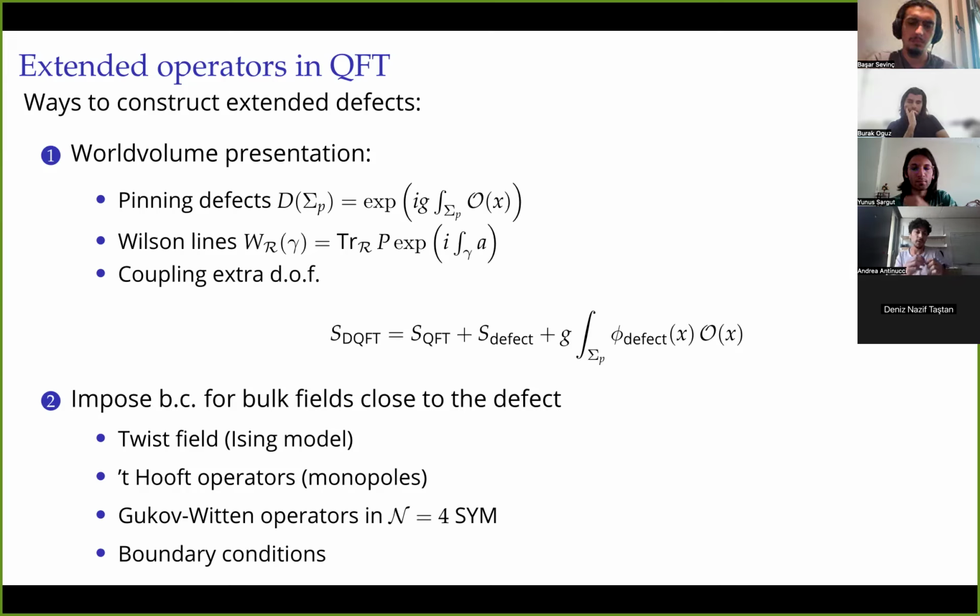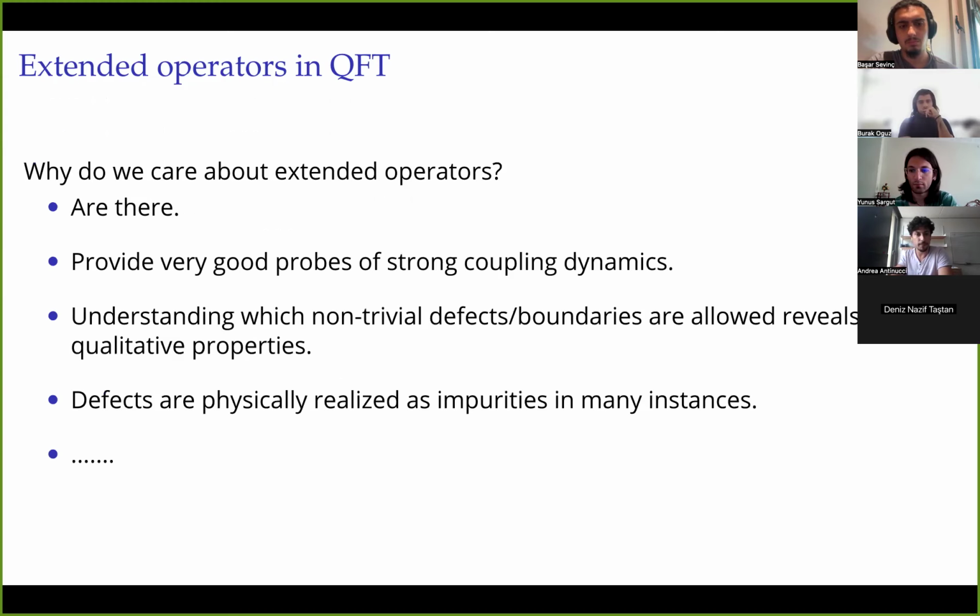For instance, you have some submanifold, you remove that submanifold from the spacetime, and you modify your path integral by allowing field configurations that are singular on that submanifold, and you impose some boundary condition. And the defects that I want to discuss today are actually some sort of mixture of these two ways of presenting it. But I just wanted to give you an overview of what kind of objects you can keep in mind. So why do we care about defects?